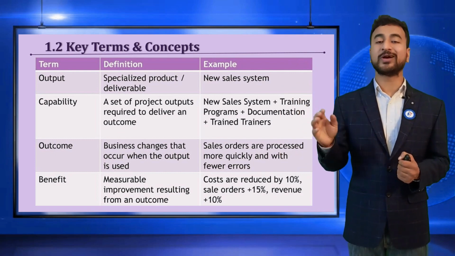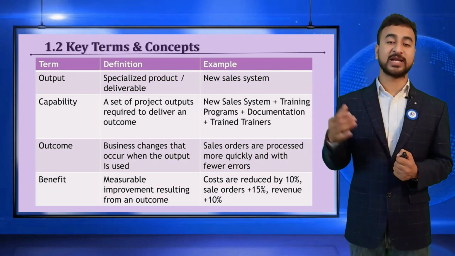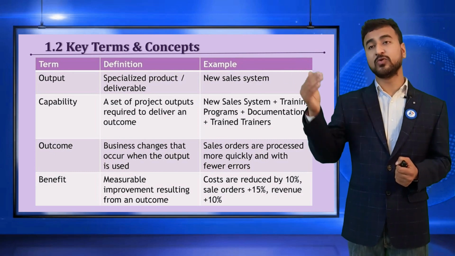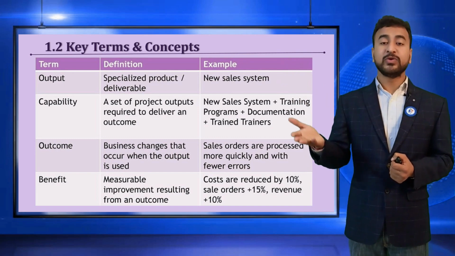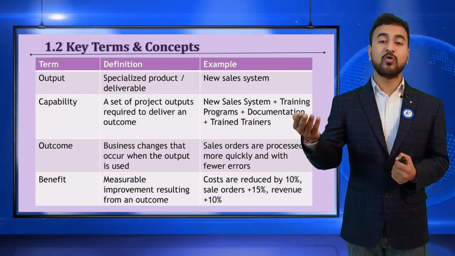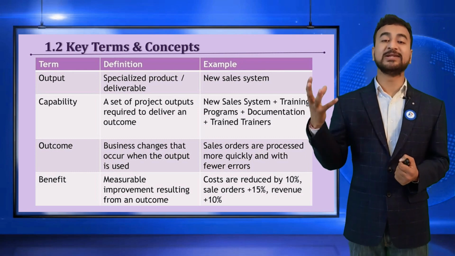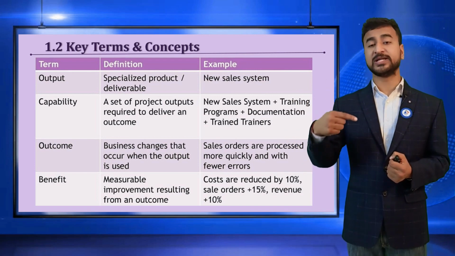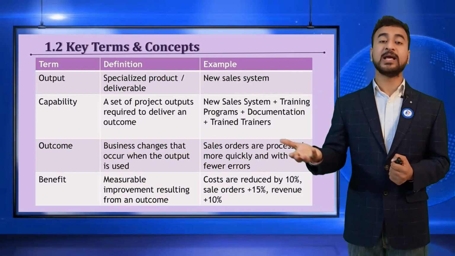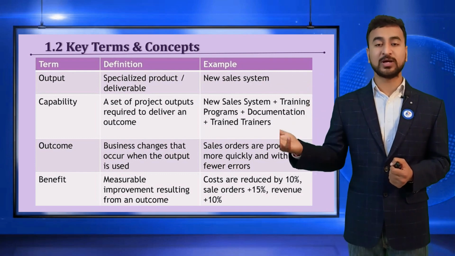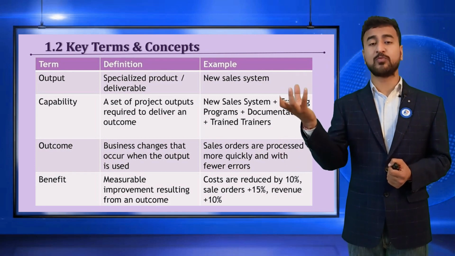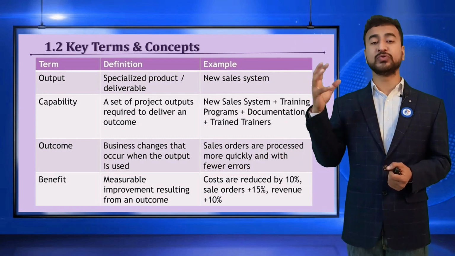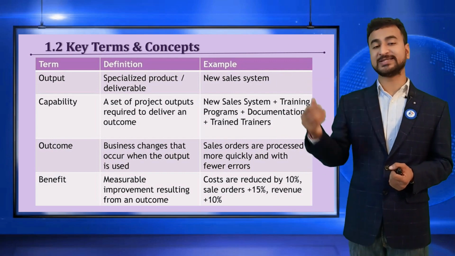But that output or a product alone cannot serve the purpose or match the organization objective. Let's say there is a new sales system, but after having it, you find that your revenue has not grown, and you dig it out and come to know that people are not able to utilize the new sales system. That is a change management issue that happens to every organization. So you have to build the capability around the output, that is, a set of project outputs required to deliver an outcome. The new sales system is your output; you train the manpower, you provide documentation and training, and then they are able to utilize it. That is the capability builder to utilize those outputs.